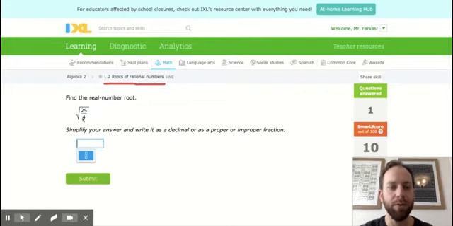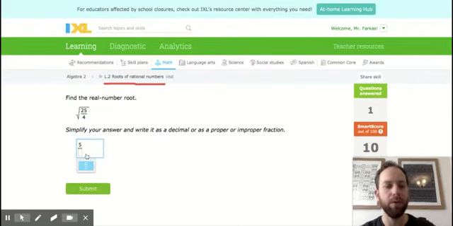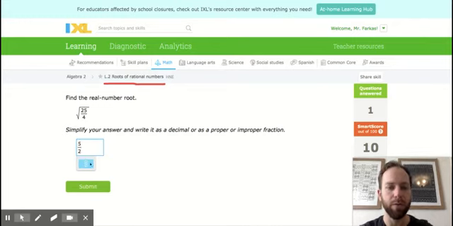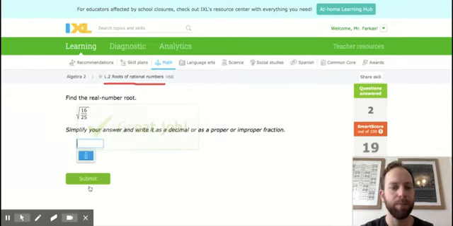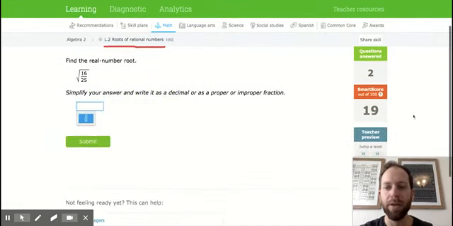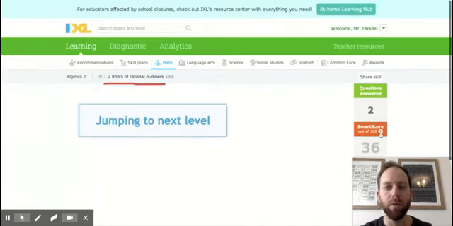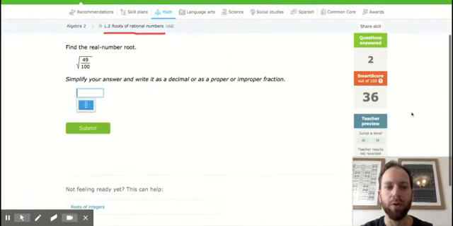This one's very similar because both the numerator and the denominator are perfect squares. So what times itself is 25? 5. And what times itself is 4? 2. I'll skip ahead so that you can see what we do when the problems get a little bit more difficult. 49 and 100 are both perfect squares. So this is 7 over 10.